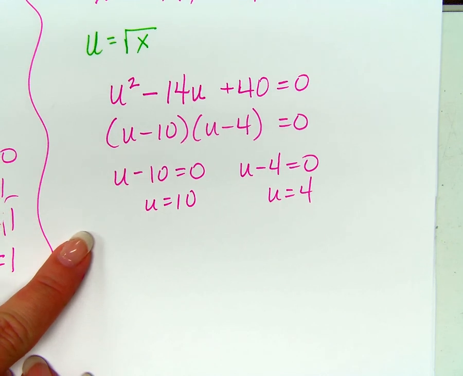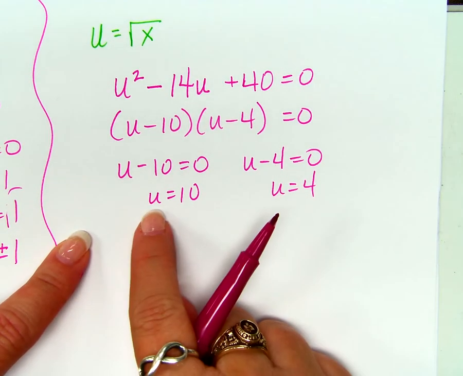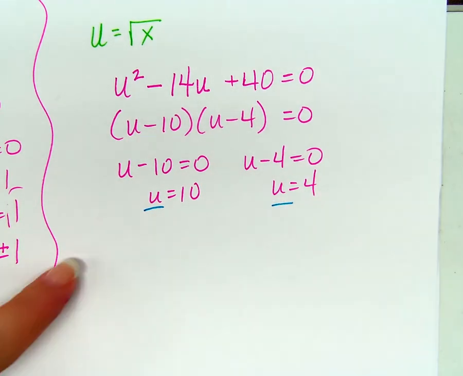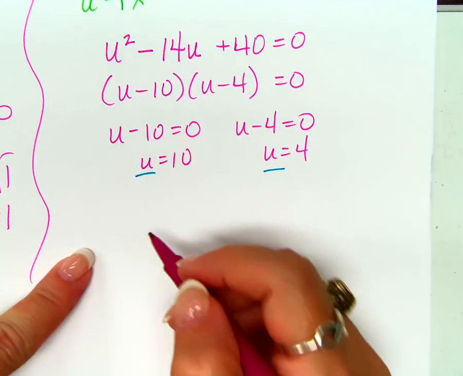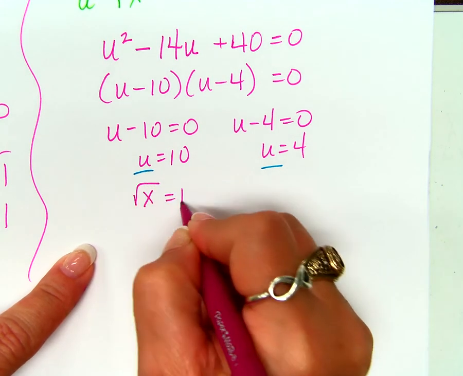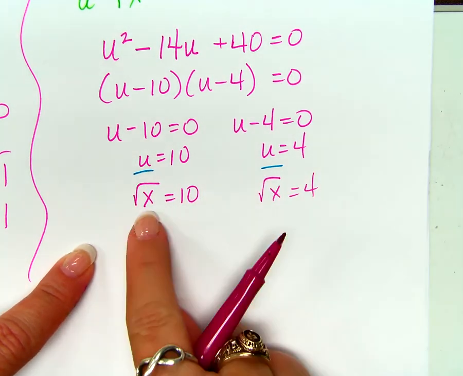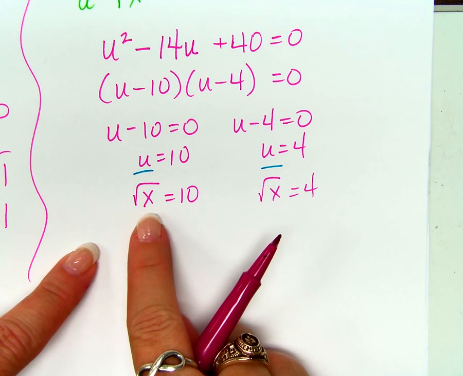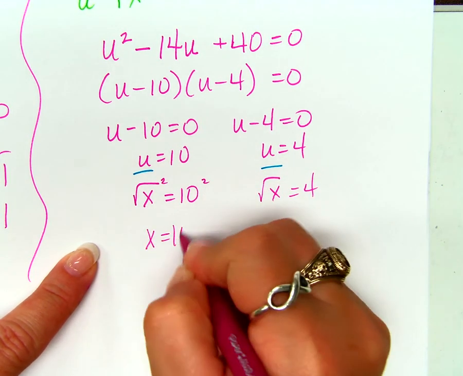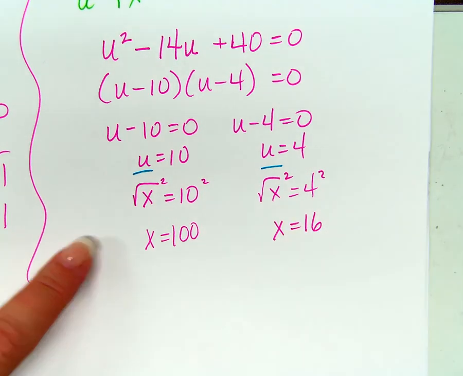Do I want to solve for u or do I want to solve for x? Okay, so substitute back in what you know u is. And what is u? That sounds so grammatically incorrect. What is u? The square root of x equals 10, and the square root of x equals 4. So how do I solve for x? Square it. x equals 100, x equals 16.